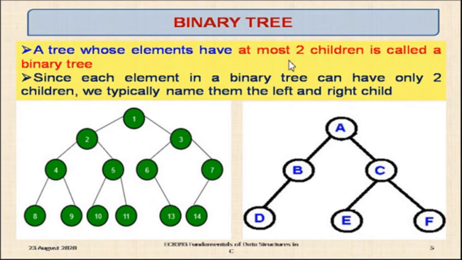But it may have less than two children. It may have only one child. Then also we will call it a binary tree. So maximum two. At most two children is called a binary tree. Since each element in a binary tree can have only two children, we typically name them the left and right child, as you can see here. D is the left child of the parent B. Parent B doesn't have any right child. Likewise, you can see the other things.